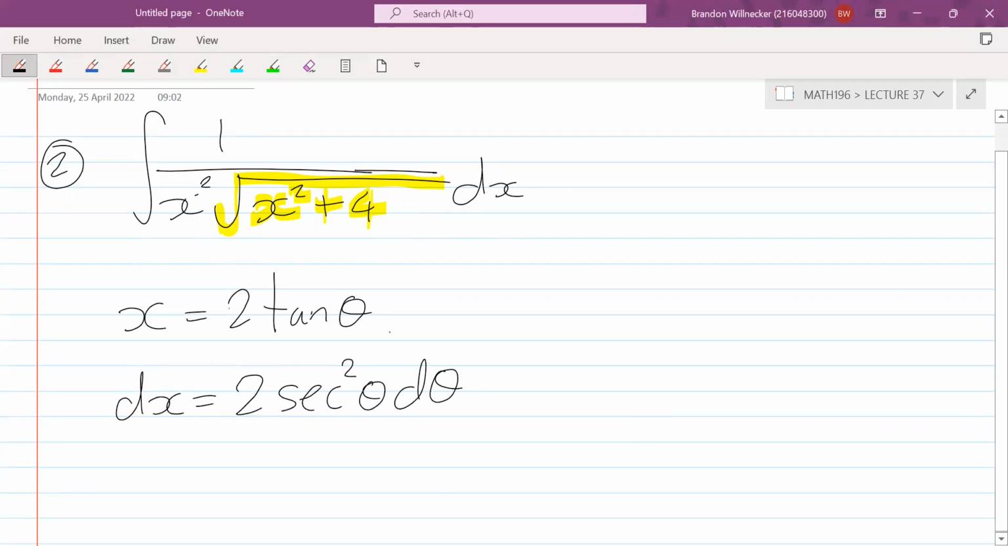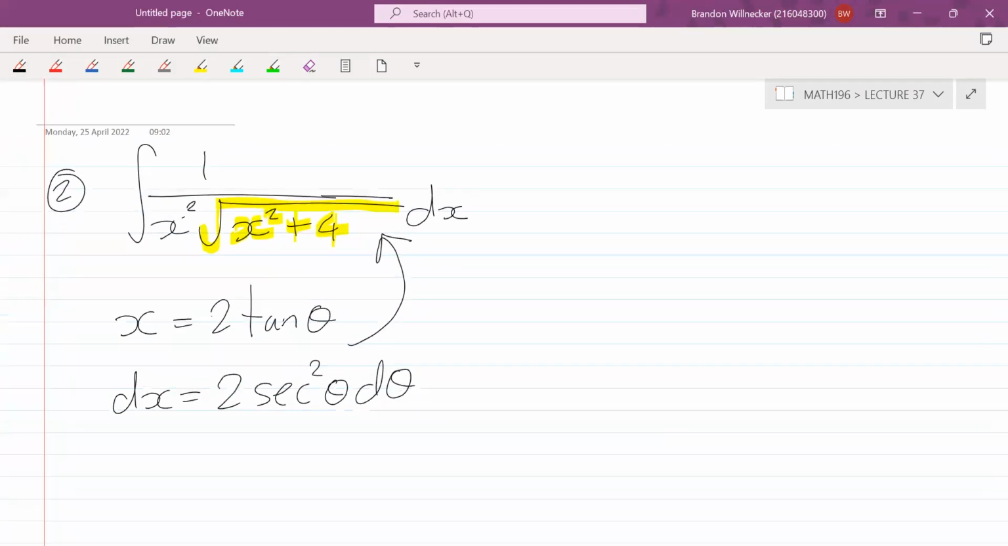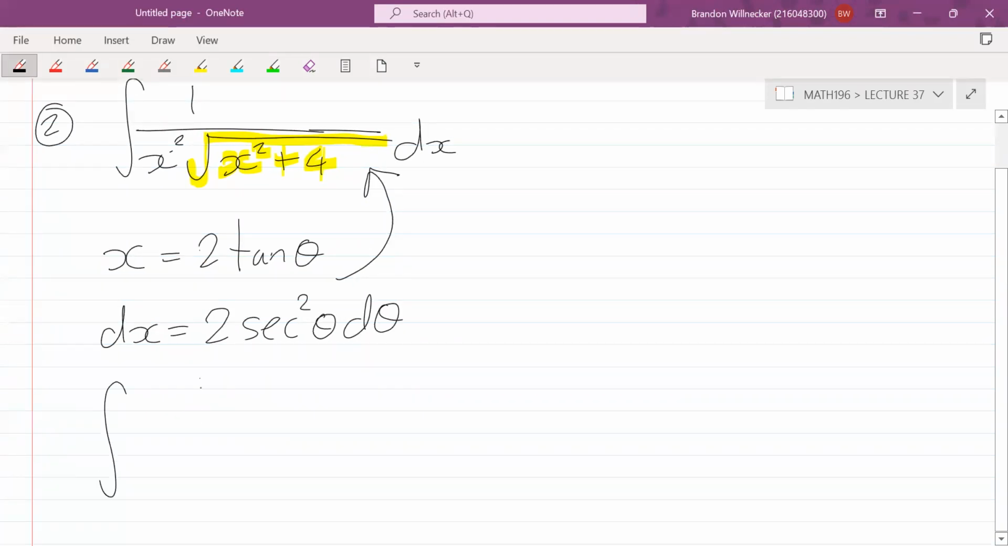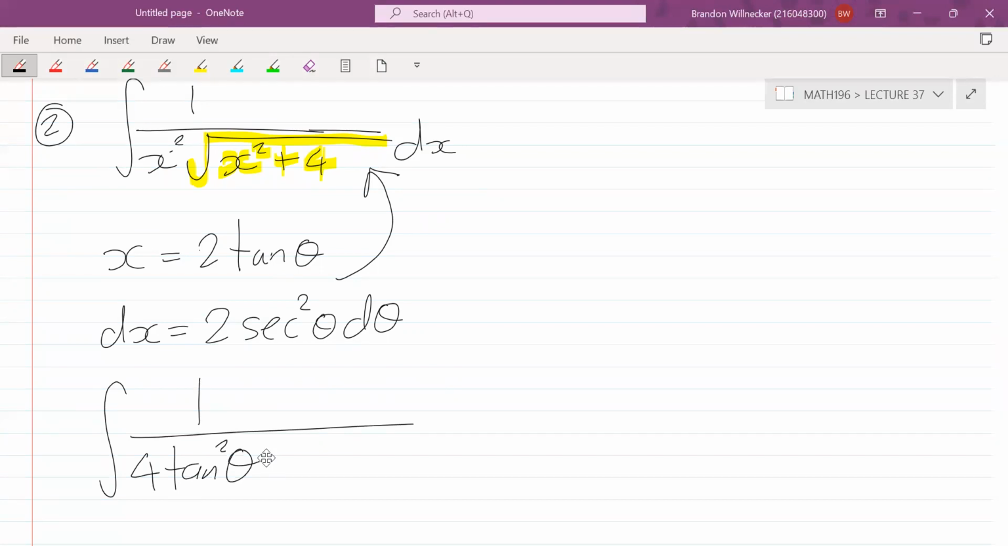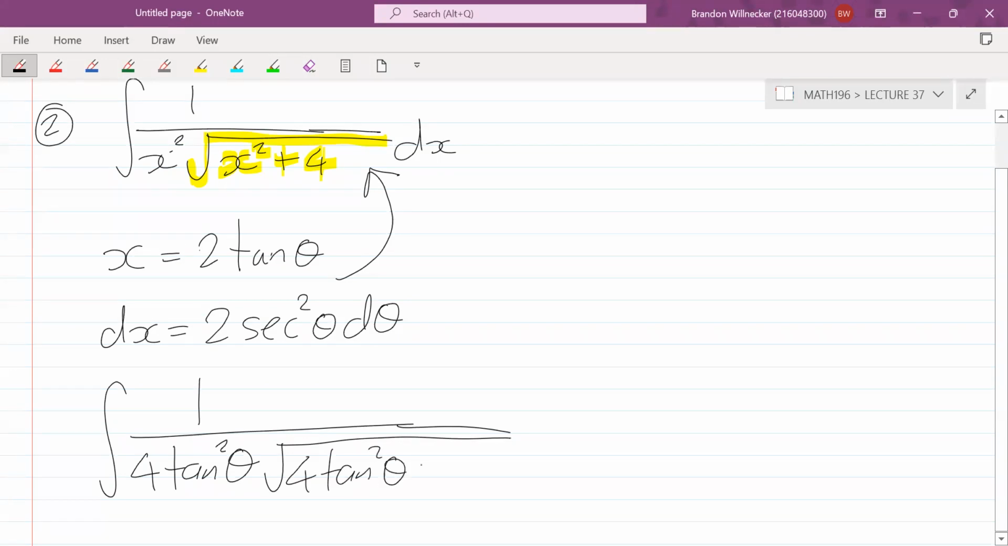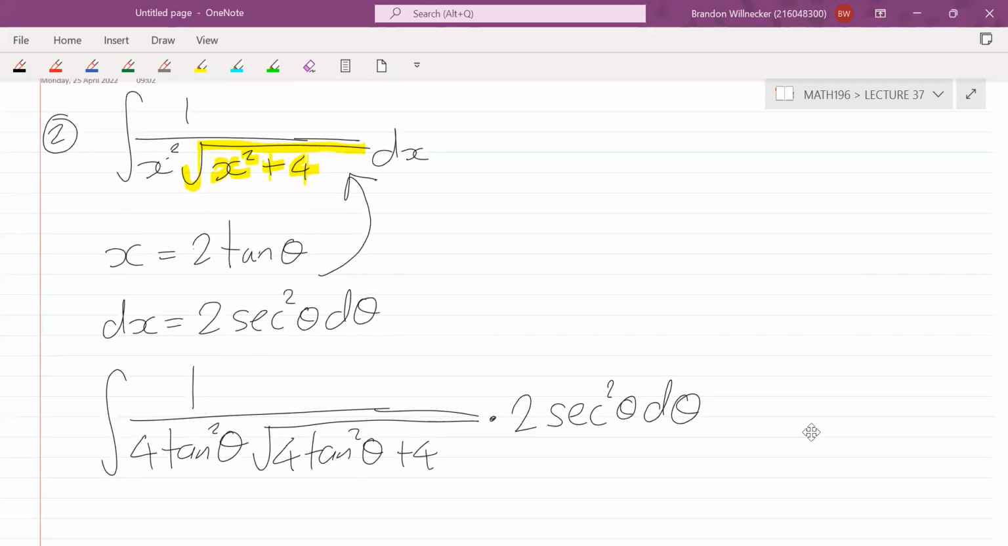So let's take all of this and substitute now. We're going to have the integral of 1 over x squared, which is going to be 4 tan squared theta. The root of x squared plus 4 is going to be the root of 4 tan squared theta plus 4. And dx is going to be 2 sec squared theta d theta. I've just substituted everything there.